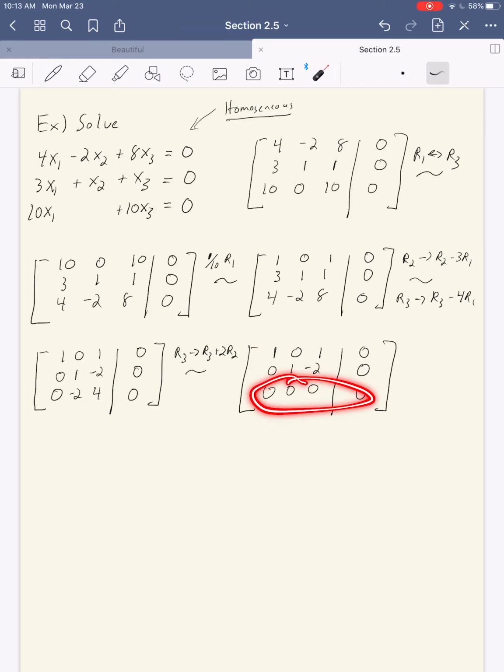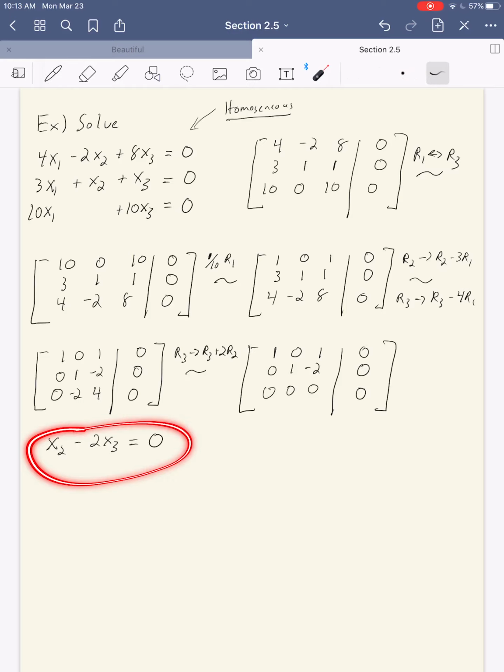Notice that we're not going to be able to look at this one, but we're going to have to actually look at this one. So if we do that, that would give us x2 minus 2x3 is supposed to be 0. Now, normally when we start off back solving, we immediately get one where we can solve x2 equals something, or x3 equals 5 or something. But this time we're getting a relation between these two variables.